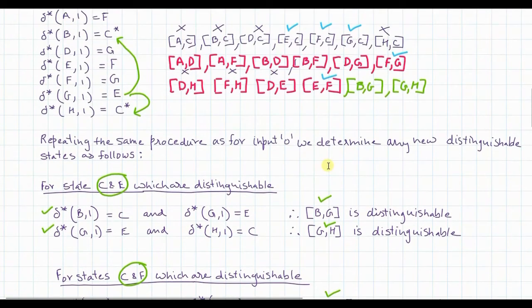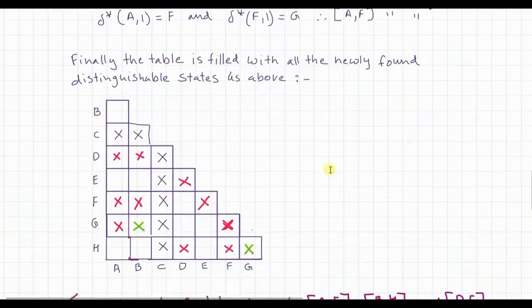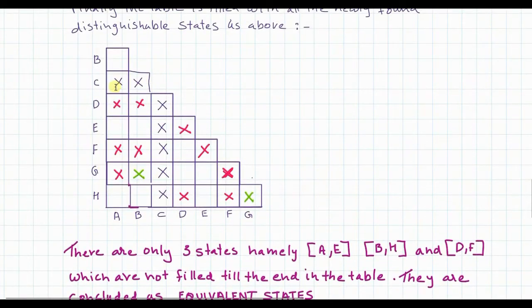So B and E will be added to this list, and E comma B or B comma E, whichever is possible, I will be marking in the cell. B comma E is not possible. Let's see, E comma B is possible. This is E comma B. So this is the cell I am talking about. E comma B is marked with X.